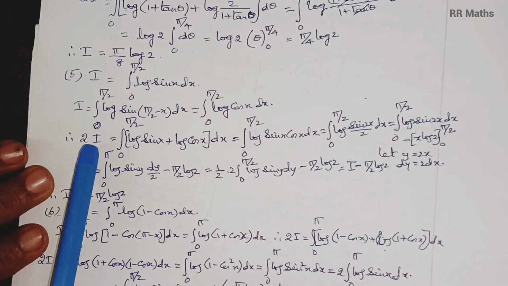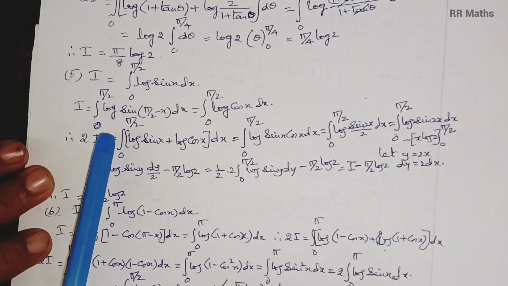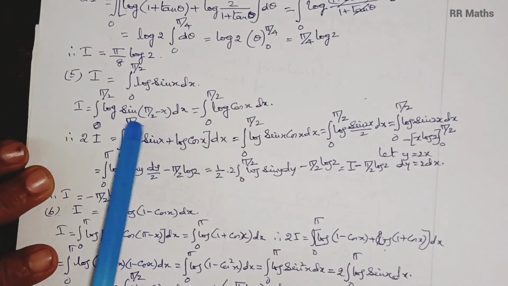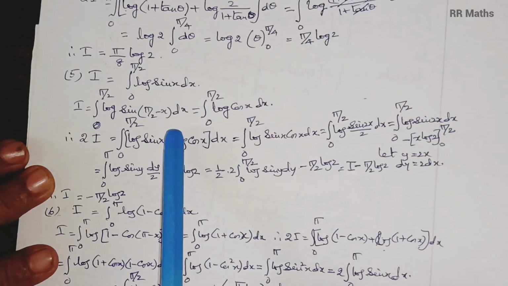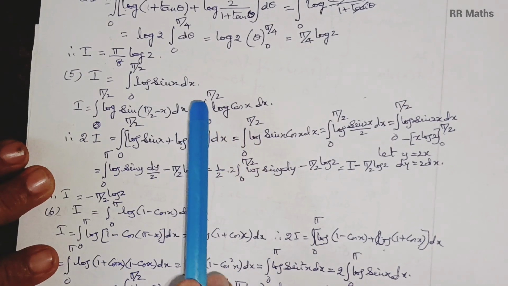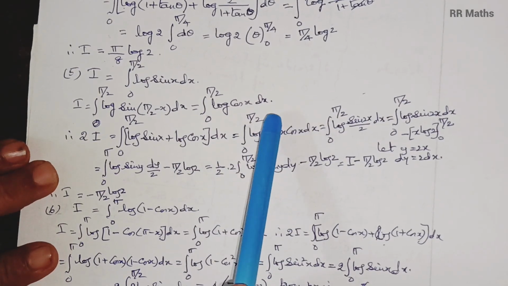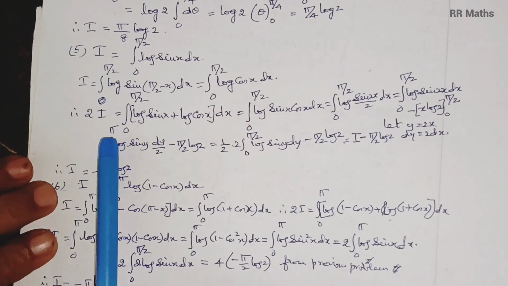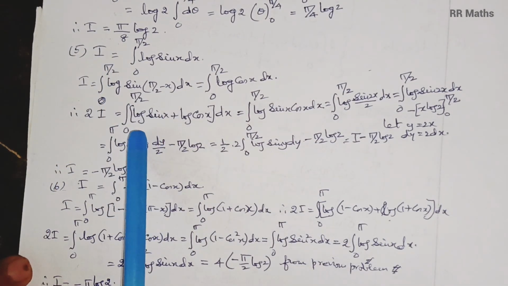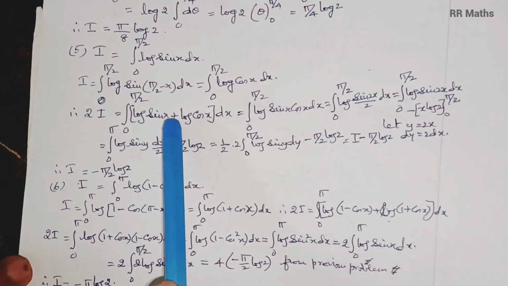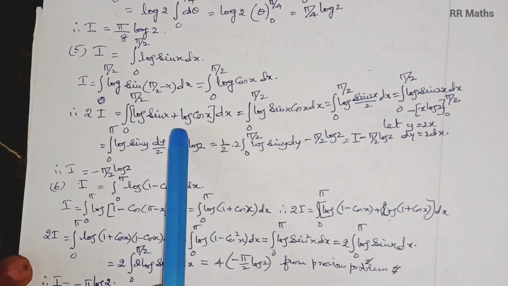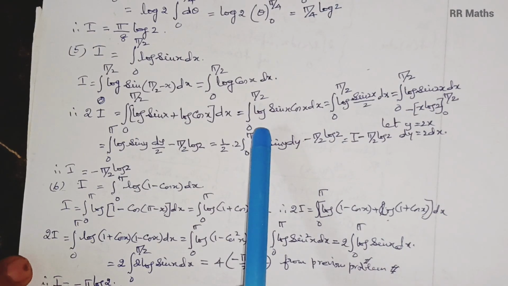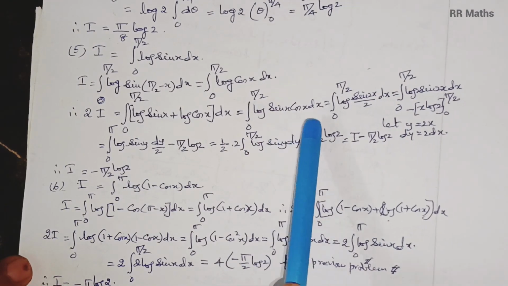So I is equal to integral 0 to pi by 2 log of sine pi by 2 minus x. Sine 90 minus x is changing to cos x. So you get this as integral 0 to pi by 2 log cos x dx. Now we'll add the two I's. So 2I is equal to integral 0 to pi by 2 log sin x plus log cos x. Again log m plus log n is log mn. So that reduces to 0 to pi by 2 log sin x into cos x dx.